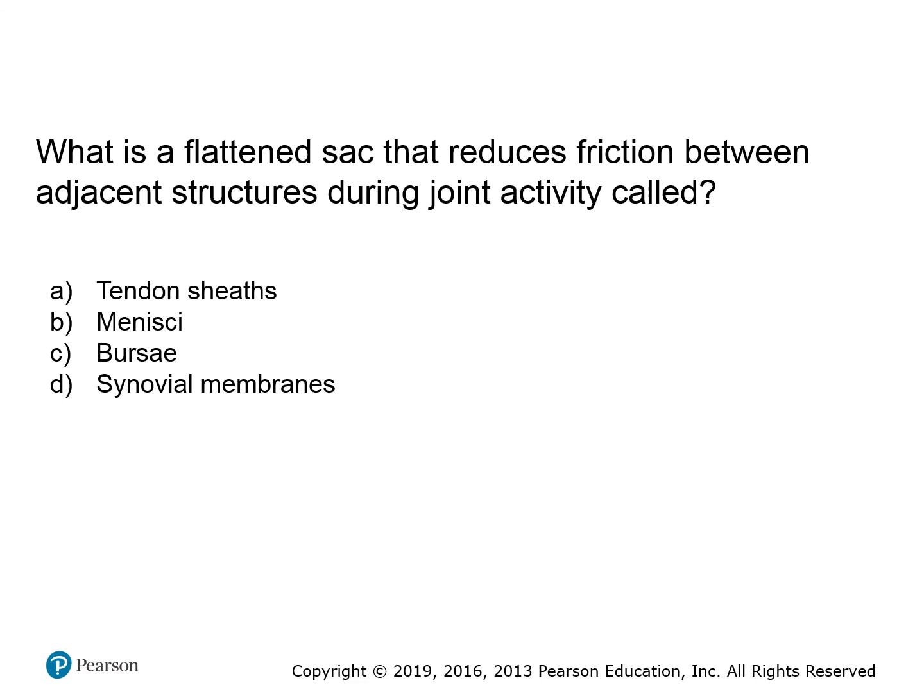What is the name for the flattened sac that reduces friction between adjacent structures during joint activity? Is that a tendon sheath, meniscus or menisci, bursae, or is it synovial membranes? Bursae, that's right. Bursitis, by the way, is a condition in which the bursa around a joint becomes inflamed, either due to infection or overuse. This can reduce the mobility of a joint and cause lots of pain in the people who experience it.